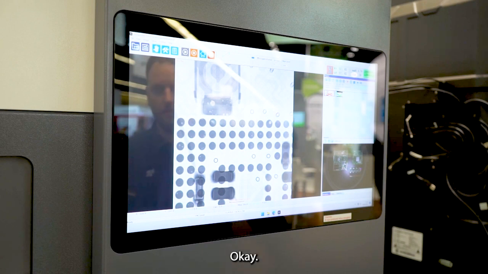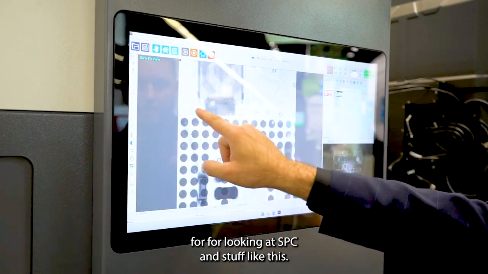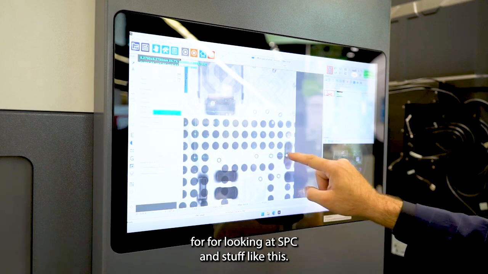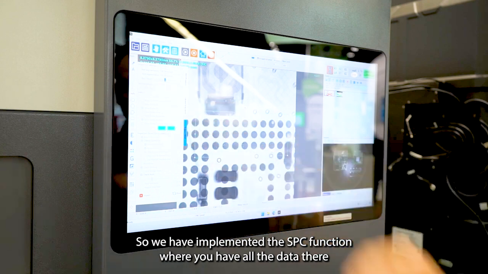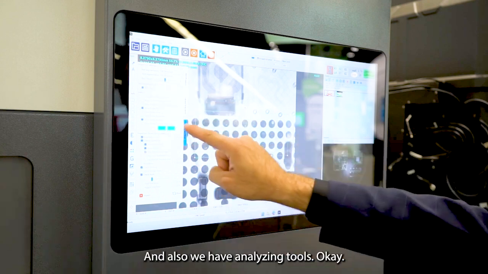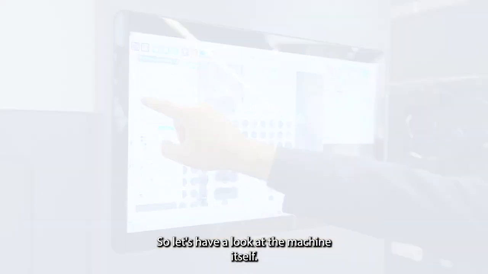X-ray image too. Okay. And does it put it into a tabular form as well for looking at SPC and stuff like this? So we have implemented the SPC function where you have all the data there, and you can analyze it. And also we have analyzing tools. Okay, excellent. So let's have a look at the machine itself.